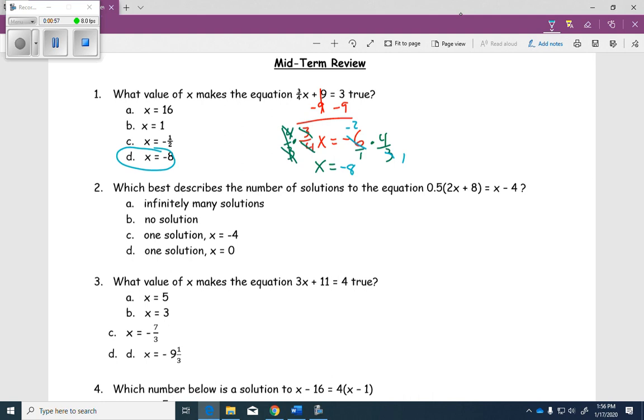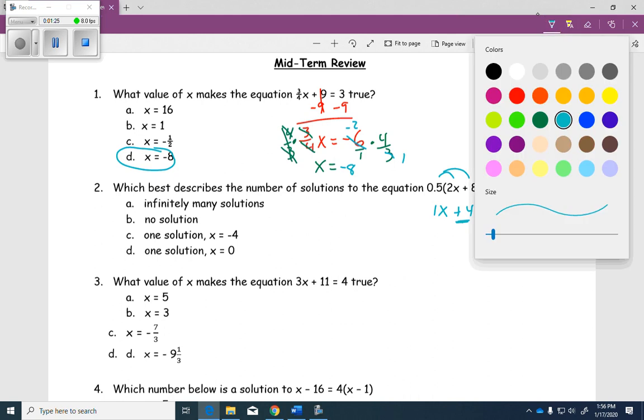Which best describes the number of solutions to this equation? So I'm going to solve it. I get x plus 4 equals x minus 4. Right here, I already noticed that there is no solution. We learned that if the coefficient of the variable is the same on each side, and the constants are different on each side, it's going to wind up being no solution.